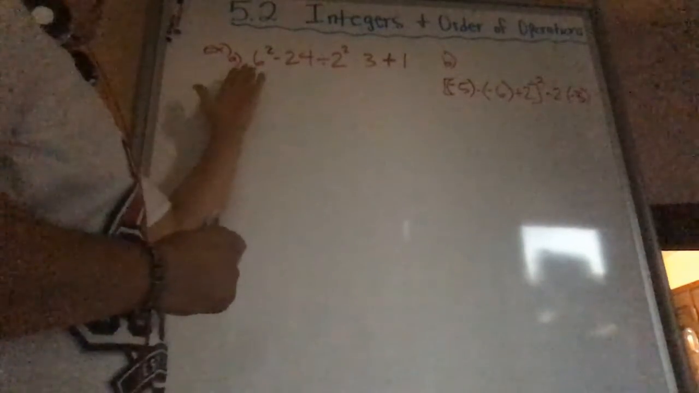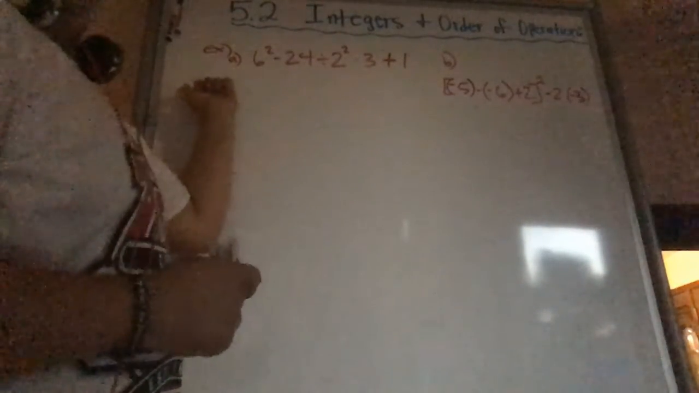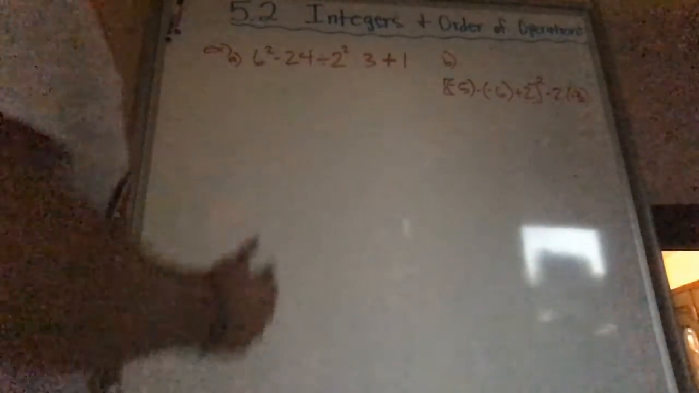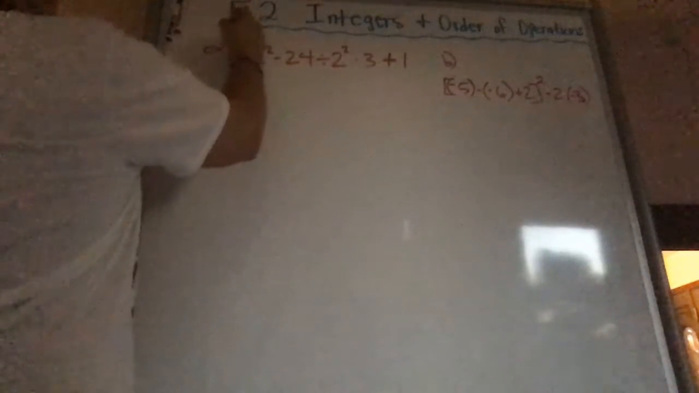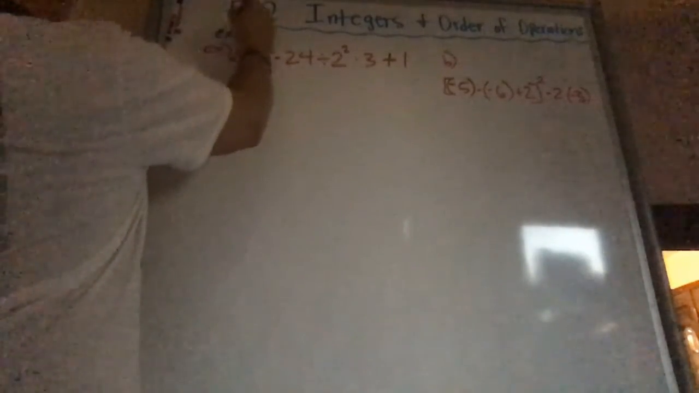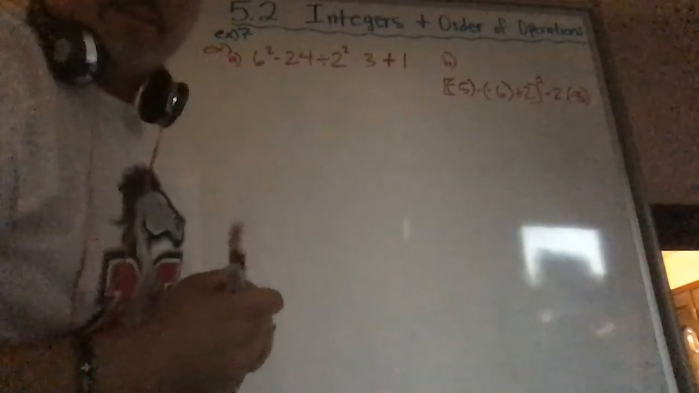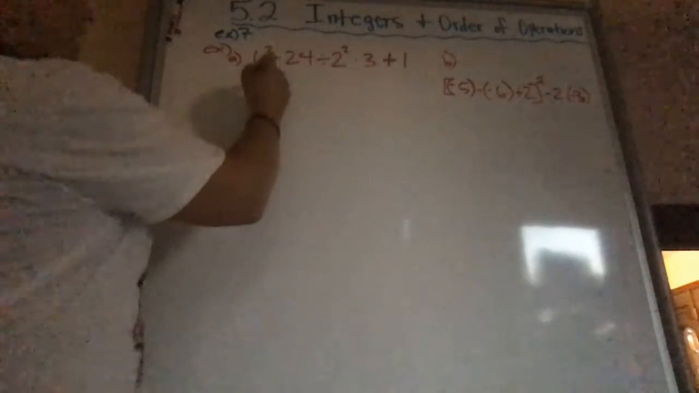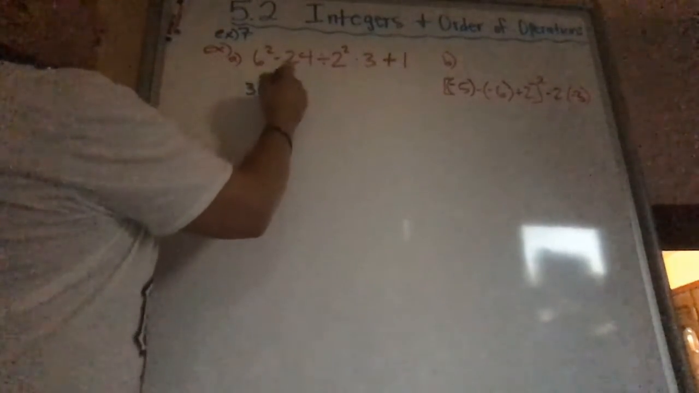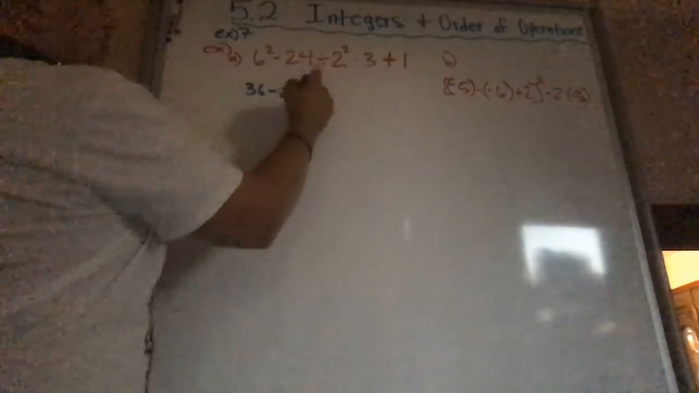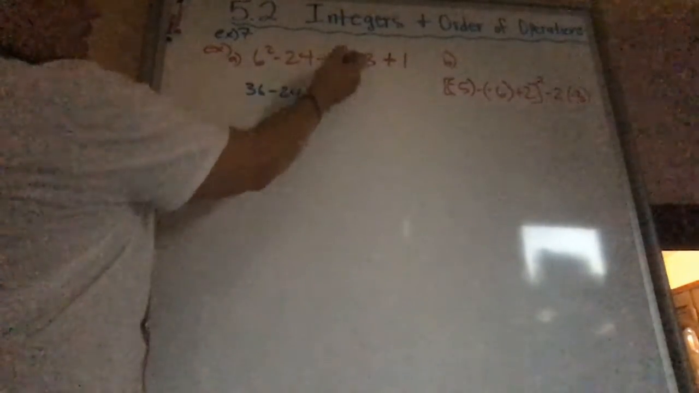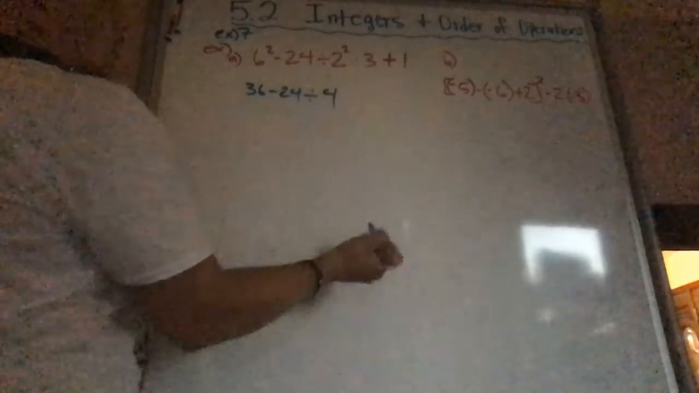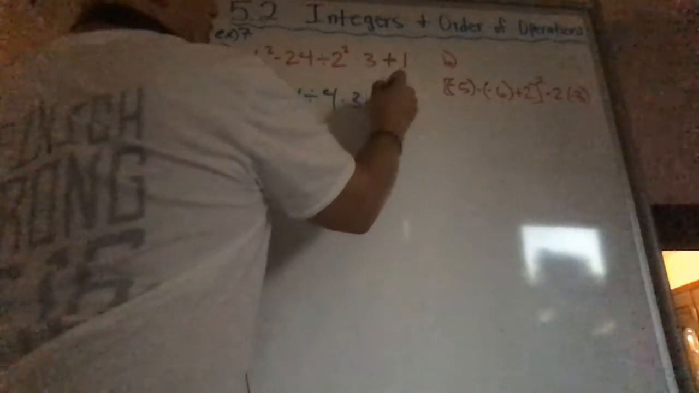So these are the problems at the bottom of that page. It's example 7. I didn't write that, but it's example 7, A and B. And anyhow, first one, let's take a look. Well, I could definitely do this exponent first. 6 squared is 36. Minus 24 divided by, I'm not going to divide yet because 2 squared is 4. And times 3 plus 1.